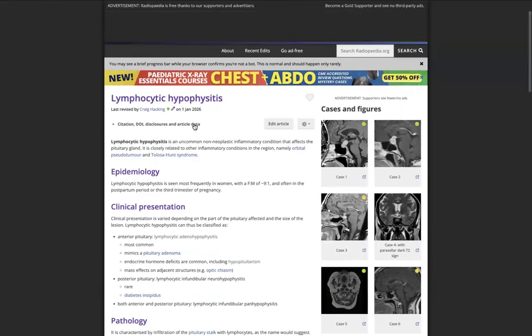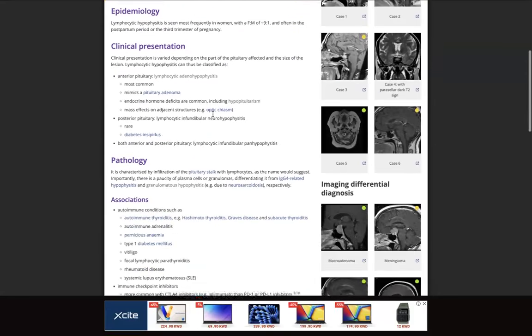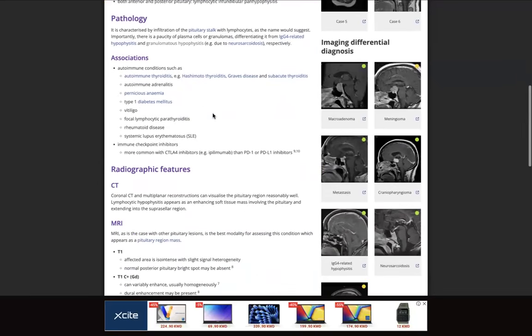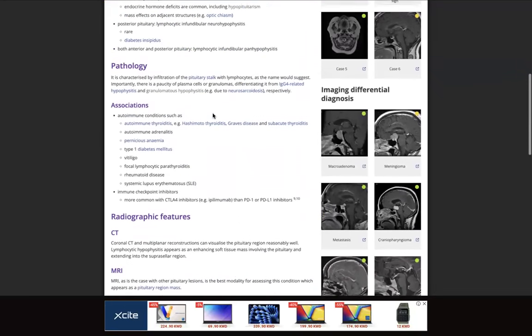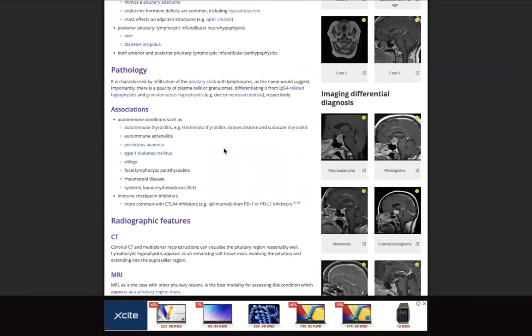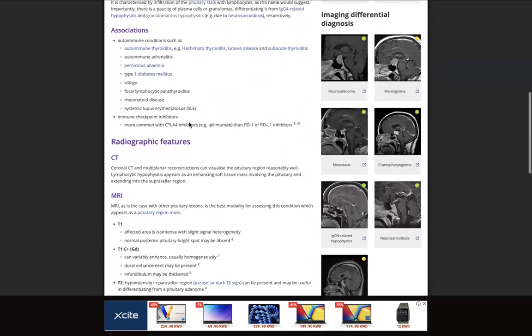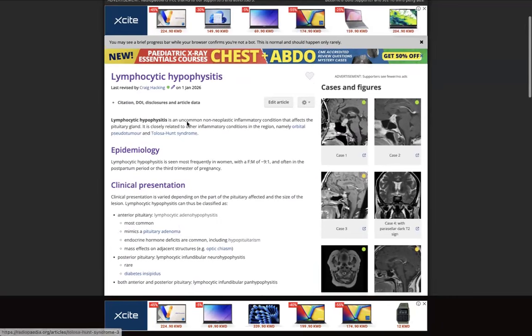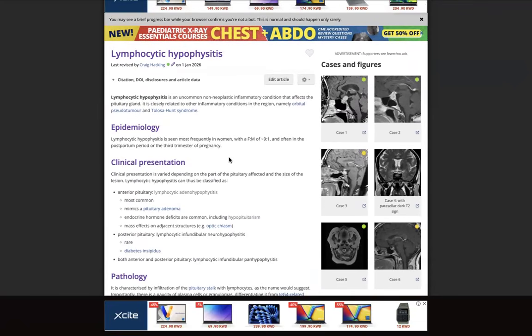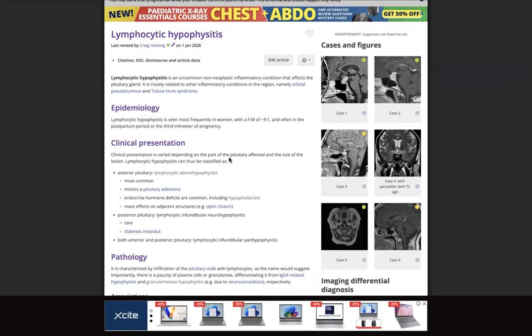This is lymphocytic hypophysitis. What happened here in lymphocytic hypophysitis? There is loss of the normal T1 of the posterior pituitary, like we see, and maybe a nodular stalk. This may be associated with other autoimmune diseases in general. Hypophysitis is a general term; there are lymphocytic hypophysitis or IgG4 hypophysitis.